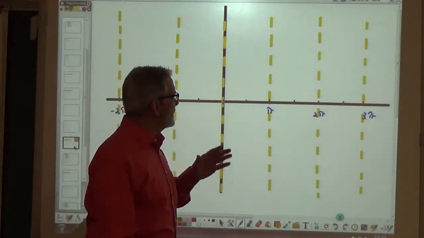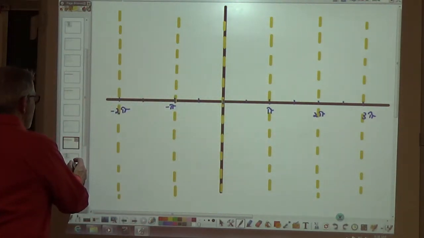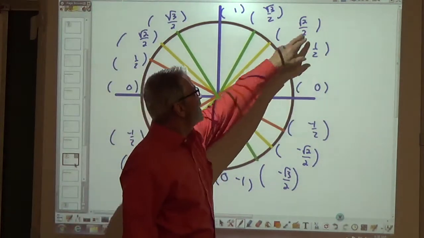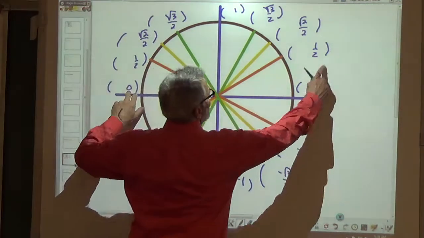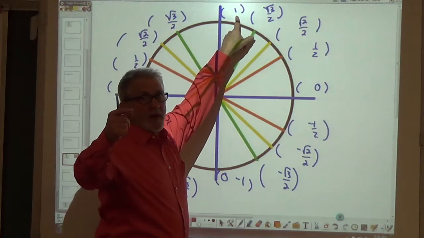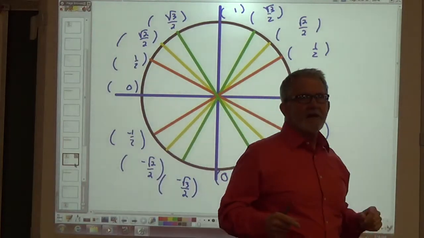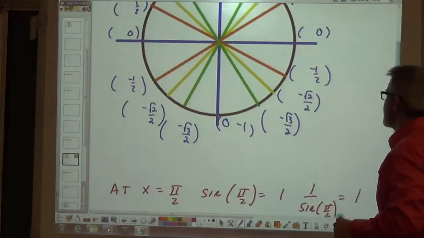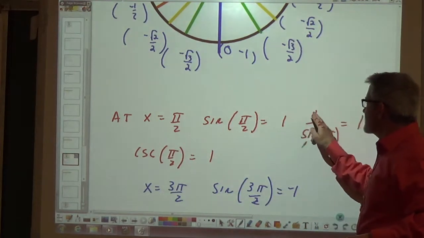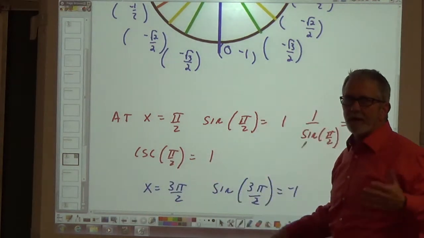Let's think about sine between 0 and pi. Between 0 and pi, the y values go up to 1. Here, that's a nice one. Right at pi over 2, the sine of pi over 2 is 1. Oh, that's nice. Therefore, cosecant is 1 there. At x equals pi over 2, the sine of pi over 2 is 1, so 1 divided by sine of pi over 2 is 1. So cosecant of pi over 2 is 1.